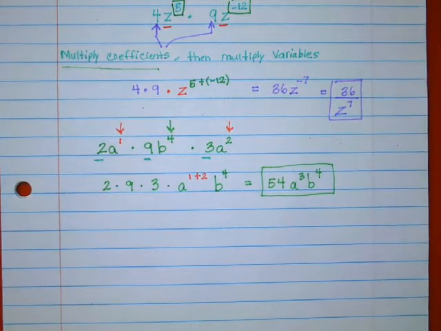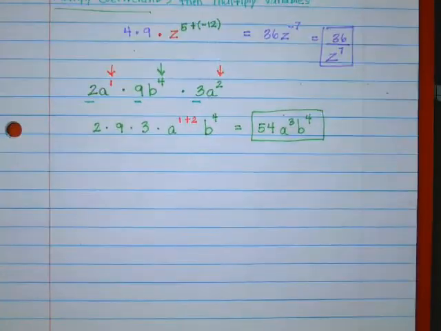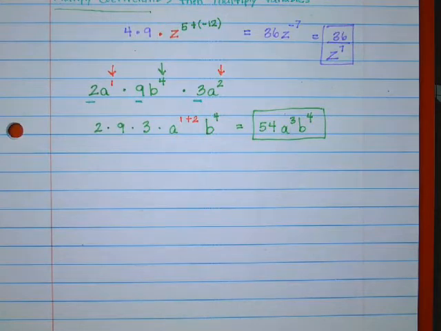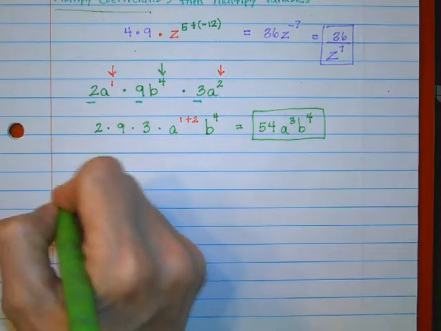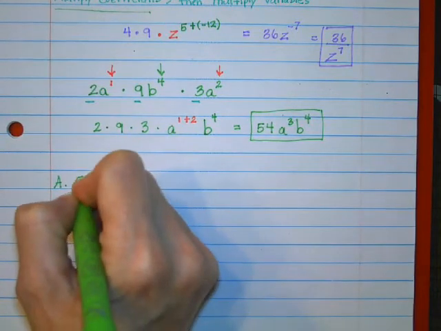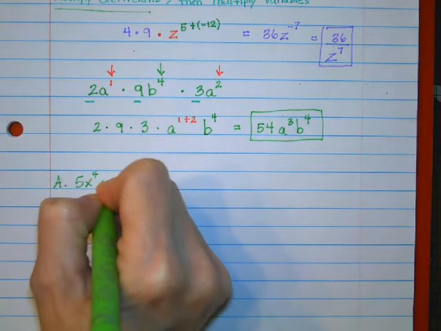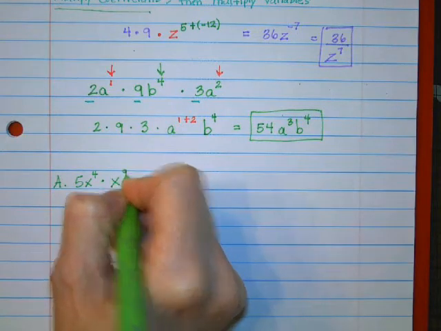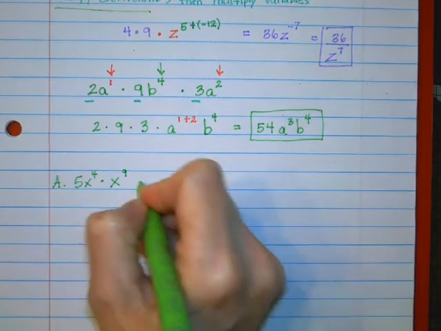All right, we're going to try the "Got it?" 2. At the bottom, there is an a, b, and c. So we're going to do the a, which is 5x to the 4th times x to the 9th times 3x.